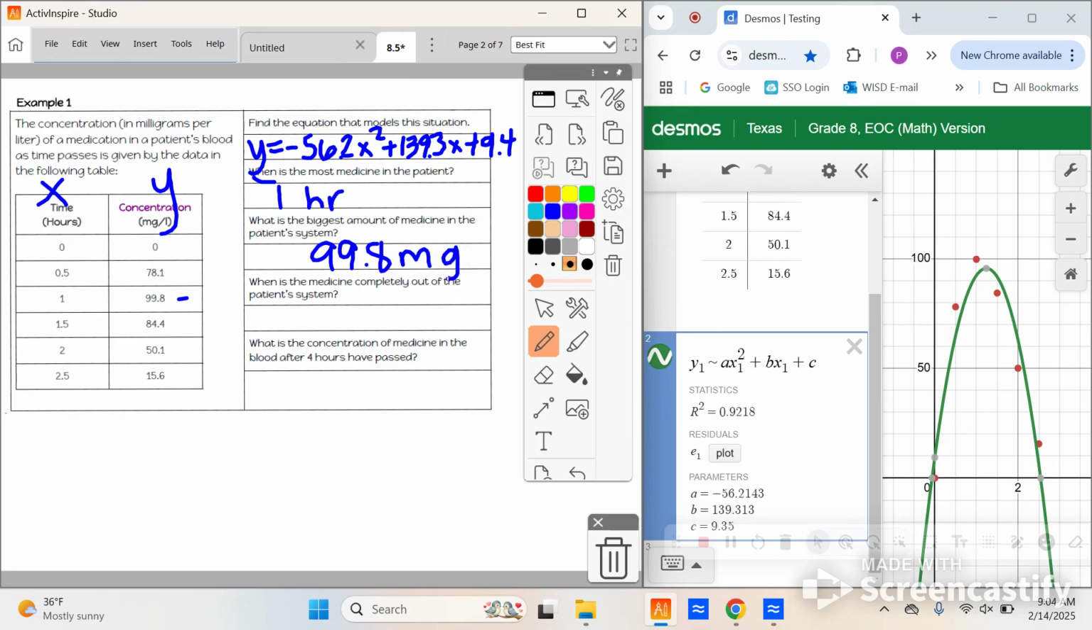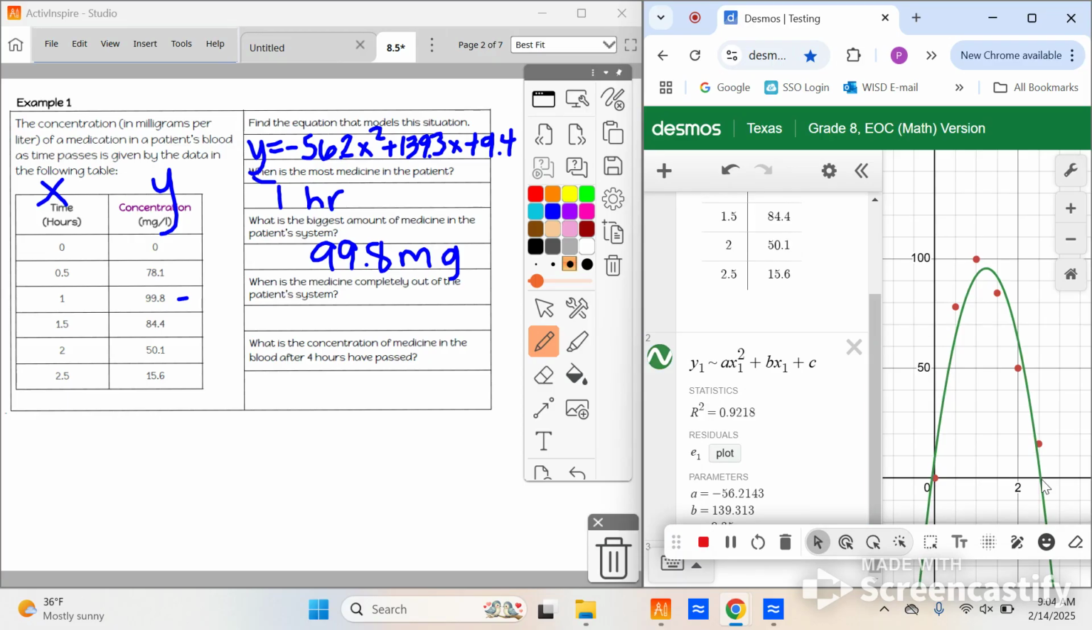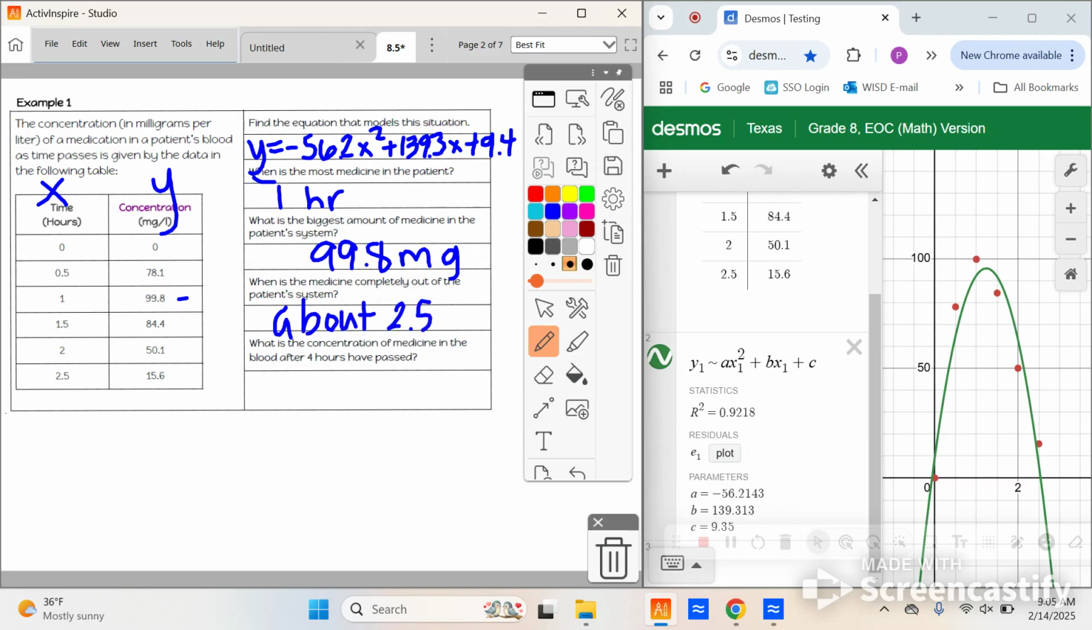When, so we're looking at time again, is the medicine completely out of the patient's system? So looking at my graph, my x-intercept here, excuse me, is about 2.5. So at about 2.5 hours, or a little bit after, is the medicine out of the patient's system?